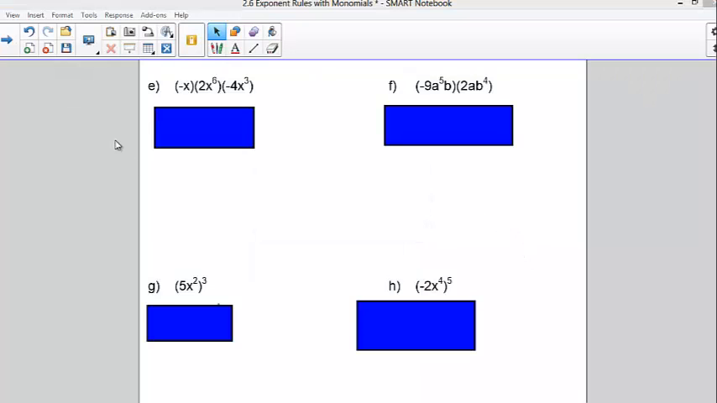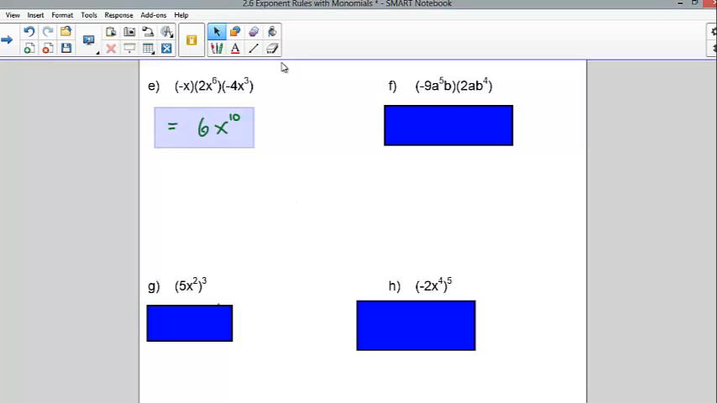Okay, so here are the last 4. Now, these are a little bit tough, so I'm going to work through. I might spend a bit more time. Feel free to fast forward if you need. Here's the answer to question E.